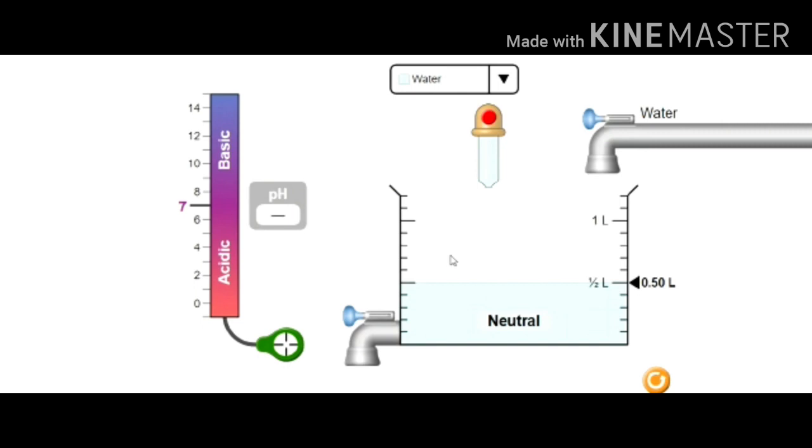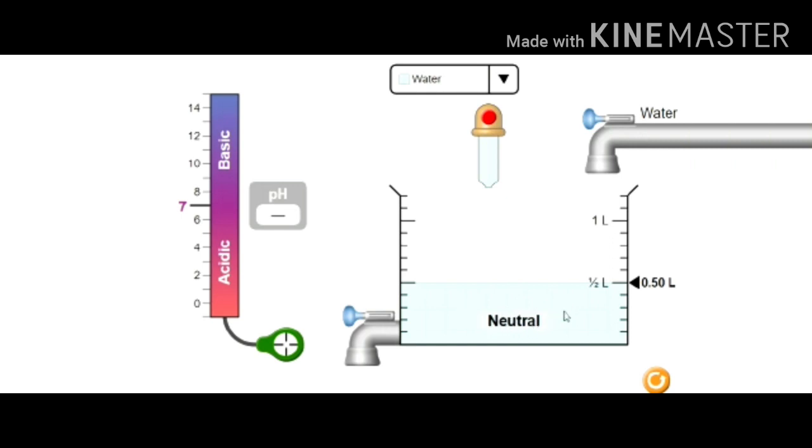Even our body fluids have their own pH value. So now let us take some of the substances that we use in our day-to-day life, try to understand their pH value, and see how they vary when we go on diluting or concentrating them. Here we have water, which is neutral.